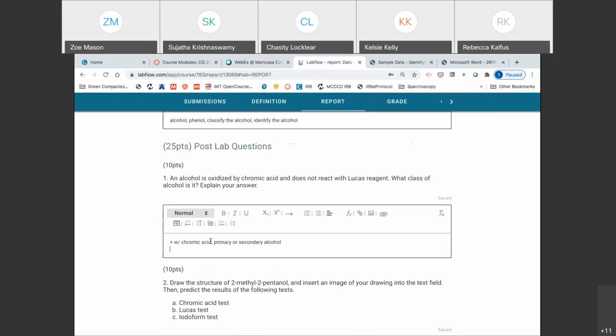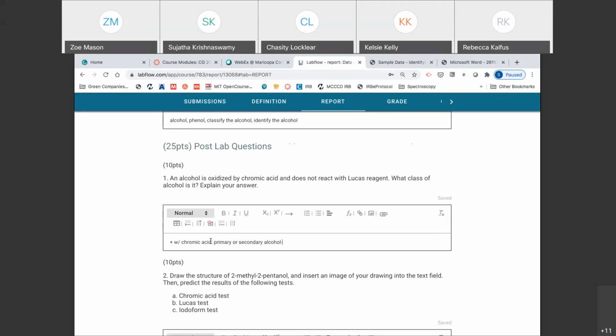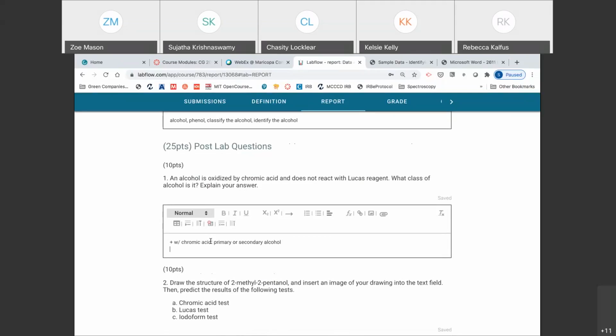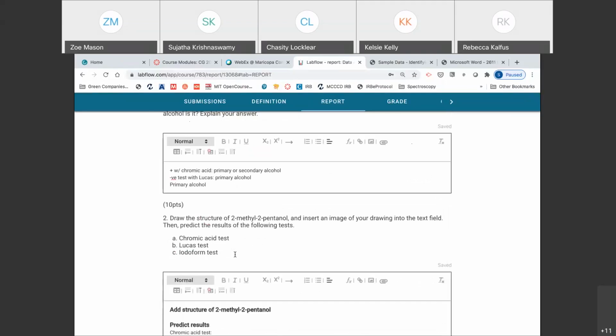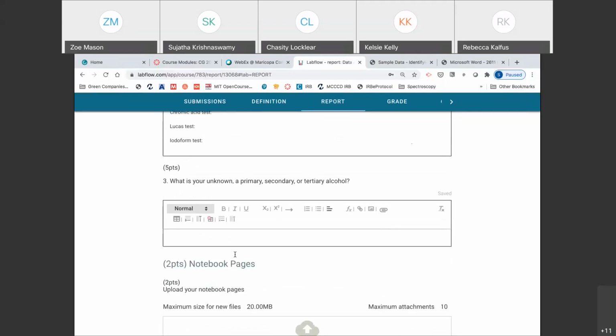So if it is a negative test with Lucas reagent, then what it means is the one that does not give a positive test with Lucas is a primary alcohol, because with the Lucas reagent, both the tertiary and the secondary will give you a positive test. The secondary takes some time. So what kind of alcohol is it? It is a primary alcohol, and you want to explain the answer, okay? Similarly, you're going to answer questions 2 and 3. They are not difficult at all.